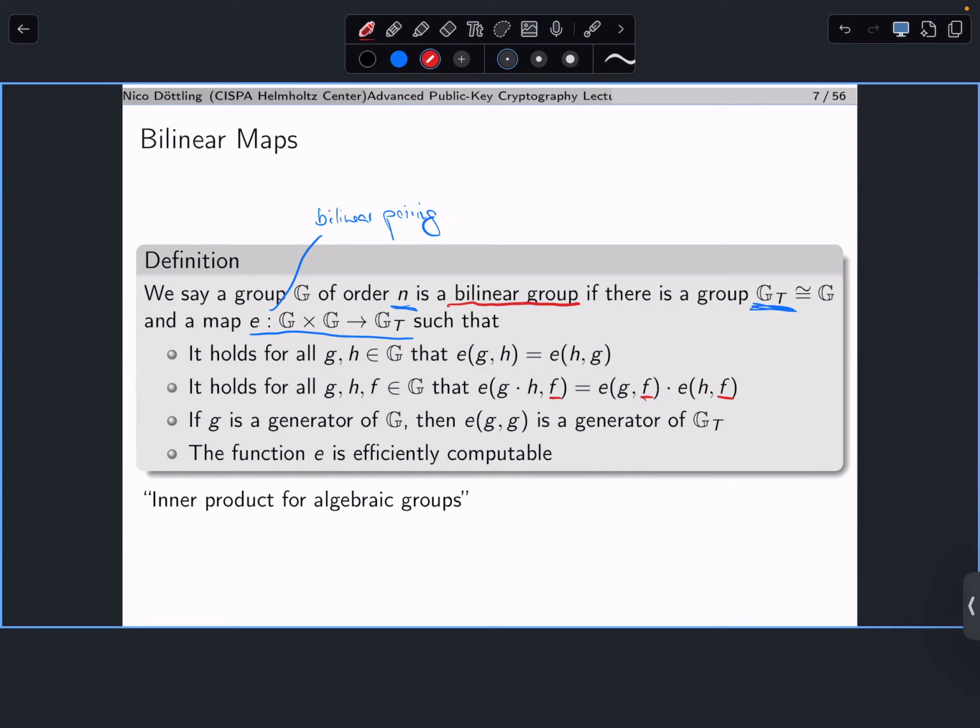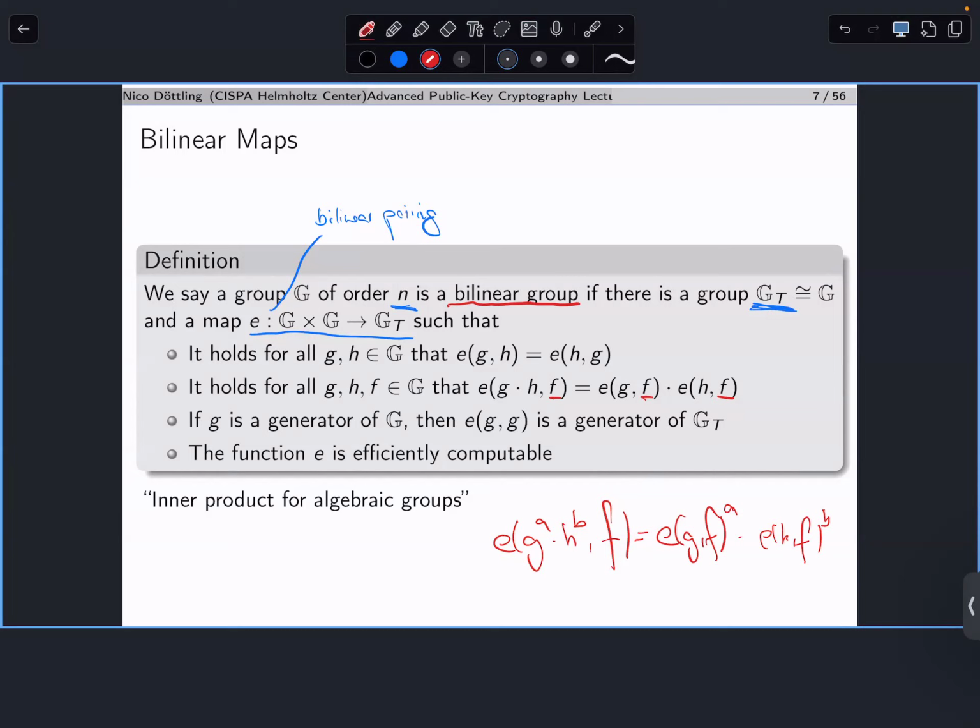But then, of course, this also means that, let's say, e of g to the a times h to the b, comma f, and that's why we call this bilinear, is e(g, f) to the a times e(h, f) to the b. This follows from this linearity property, this group homomorphism property.